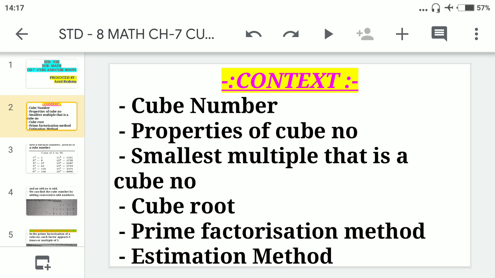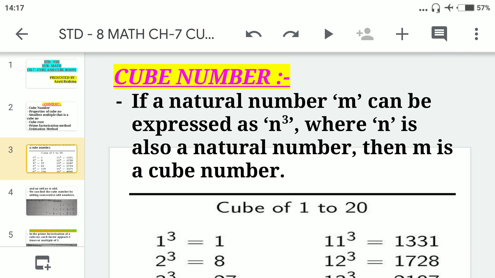In this video, we're going to read about the cube number, properties of cube number, smallest multiple that is a cube number, cube root, prime factorization method and the estimation method. Alright. So first of all, we'll go for the cube number.